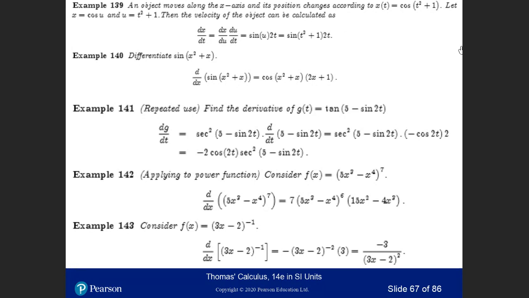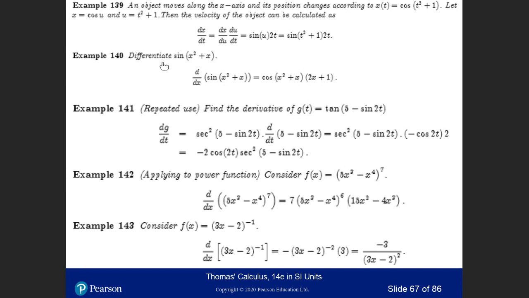So dx dt is dx du times du dt. So dx du is negative sine times the derivative of u, that's 2t. And so you can substitute for u: sine of t squared plus 1 times 2t. So that's the use of the chain rule.